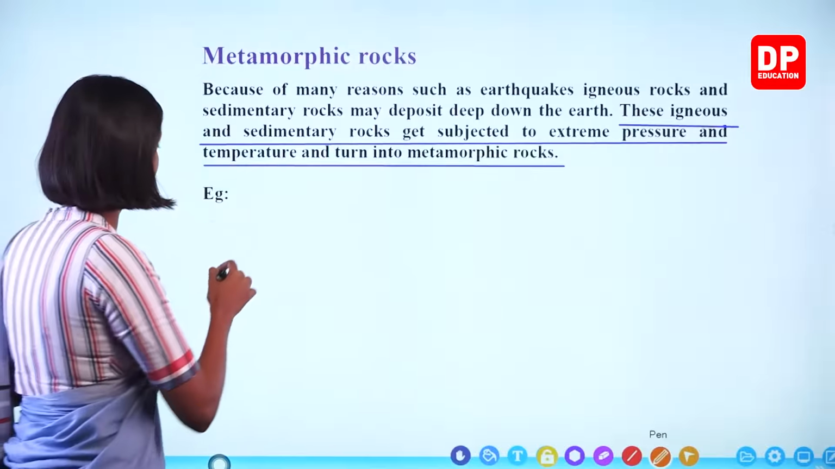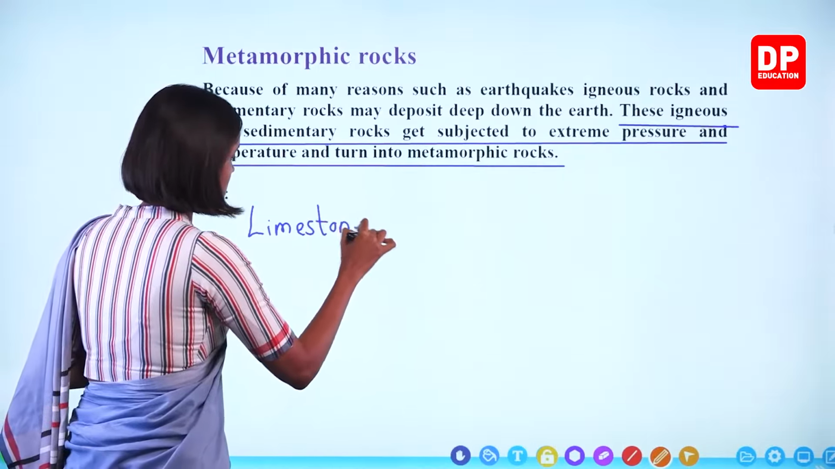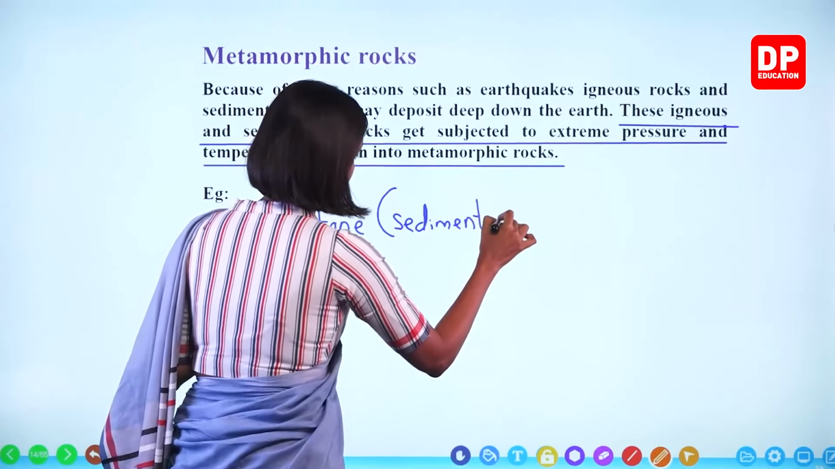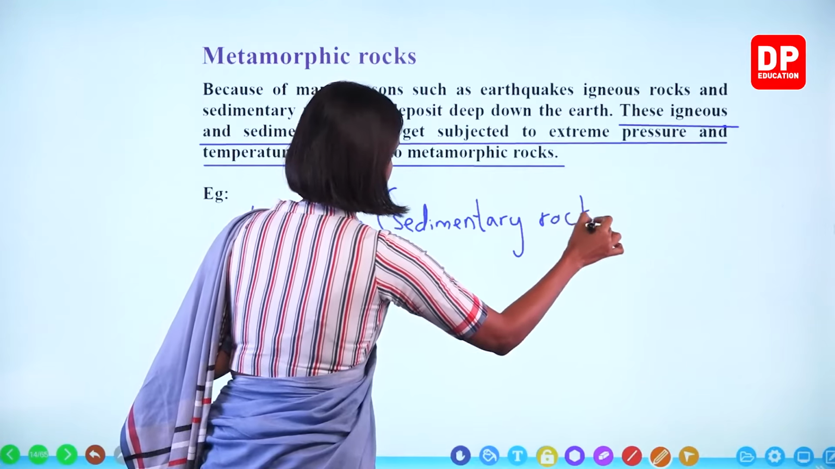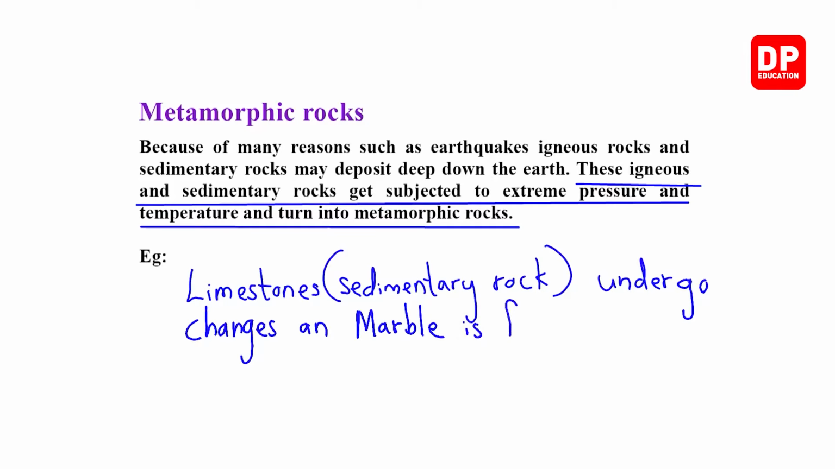Okay, we will write that down. Limestone. It is a type of sedimentary rock. Limestone undergoes changes and marble is formed. So marble is a type of metamorphic rock.